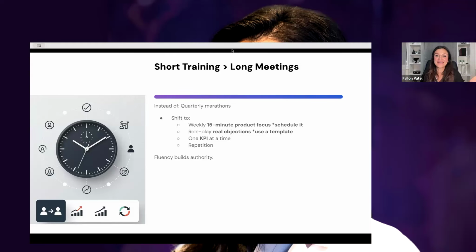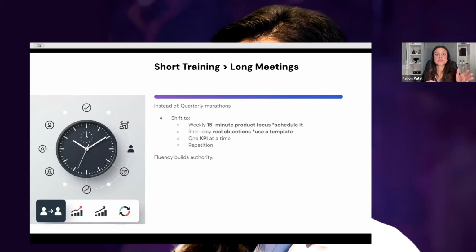Usually nothing happens. That's because there's too much information in one sitting, and then there's no follow through. We don't have repeated short doses of training. We go for one big training, there's information overload, and then nothing is retained, right? So instead of having those long meetings, focus on having short training sessions.